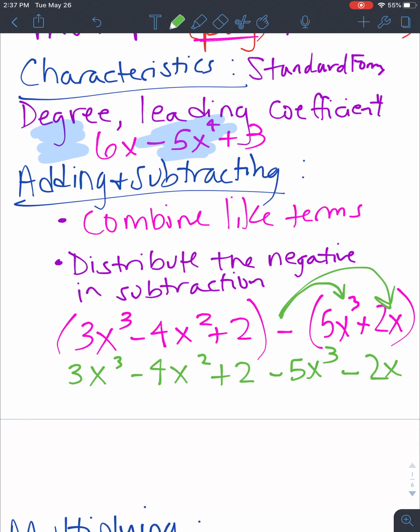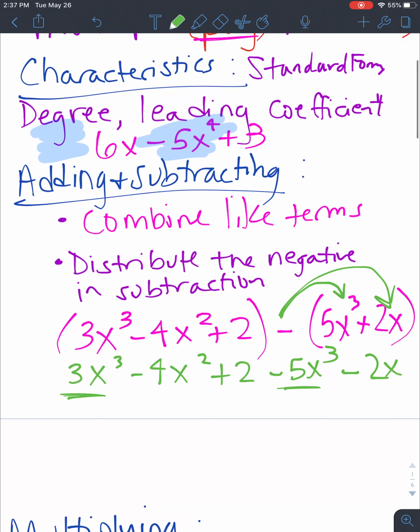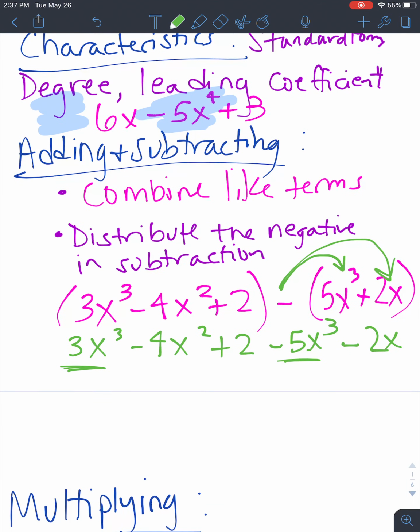Even though this was a new concept, you had already done many examples like this in earlier math classes. It just wasn't necessarily phrased exactly like this. So you just combine your like terms, with your 3x cubed and your negative 5x cubed, and so forth.